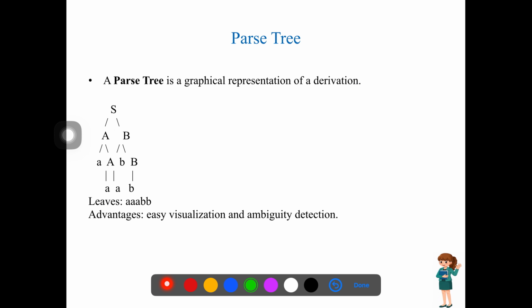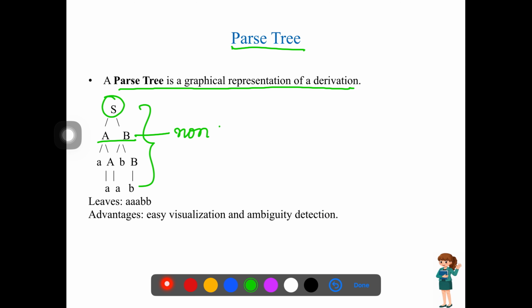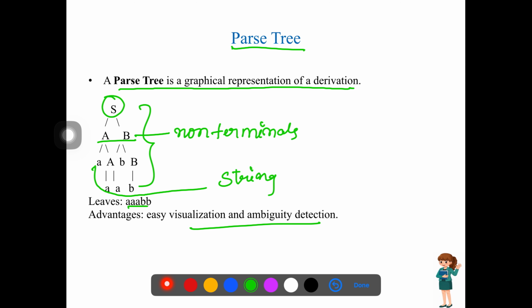Let's move on to the next slide, that is parse tree. The parse tree is a graphical representation of the derivation. The root node represents the start symbol. Intermediate nodes represent the non-terminals. Leaf nodes represent the terminals. Reading the leaf nodes from left to right gives the generated string. You can see these are the leaves, the generated string. The advantage: easy visualization and ambiguity detection. I hope you guys understood. Let us move on to the next slide.